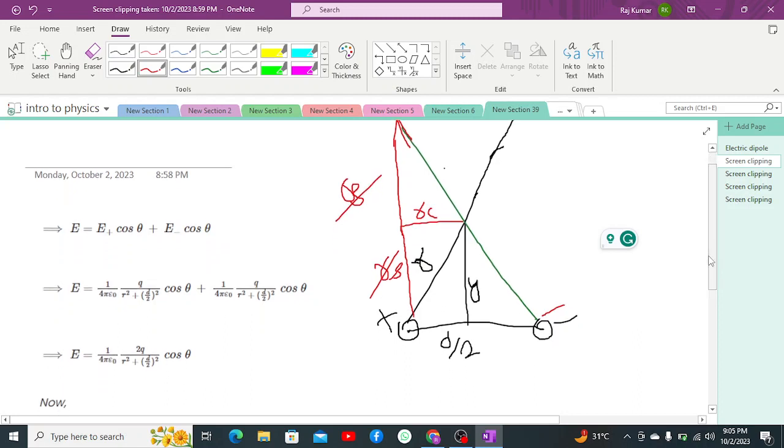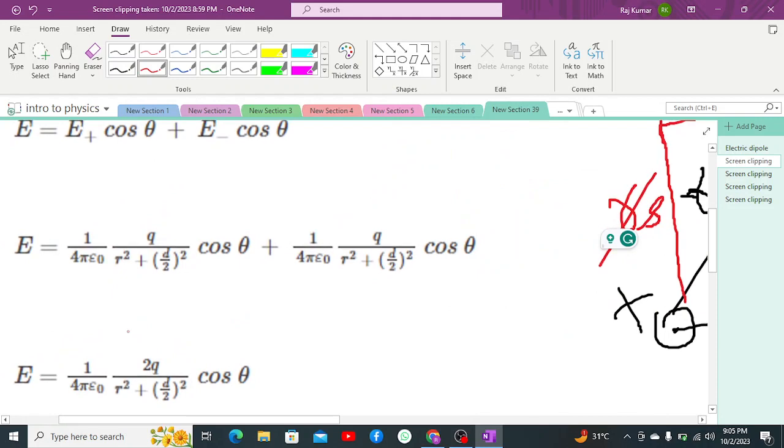After which, what is d upon 2 here? D upon 2 is the distance, the radius itself, so we are going to add it on both sides. So d upon 2 whole square plus d upon 2 whole square is written over here. Now we are going to take the common of both of these values, and accordingly the manipulation will lead us to 1 over 4 pi epsilon naught 2 q upon r square plus d upon 2 whole square, cos theta.